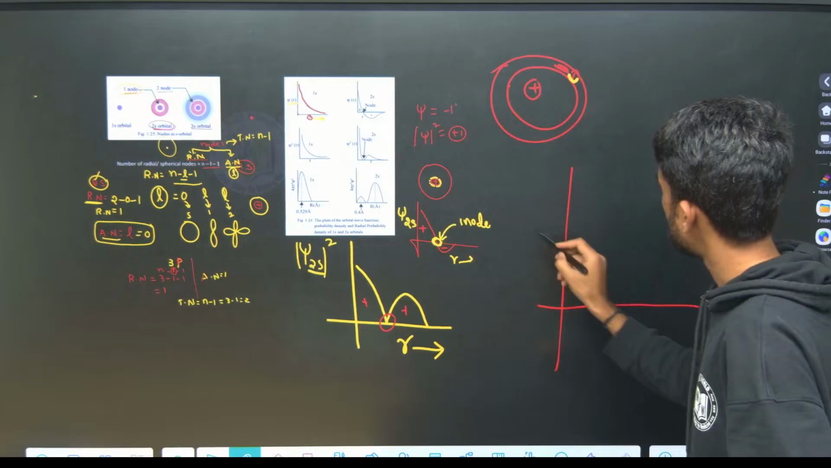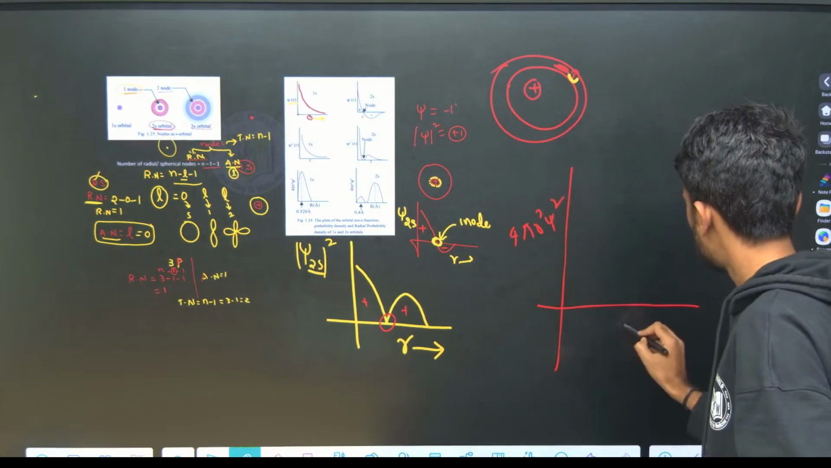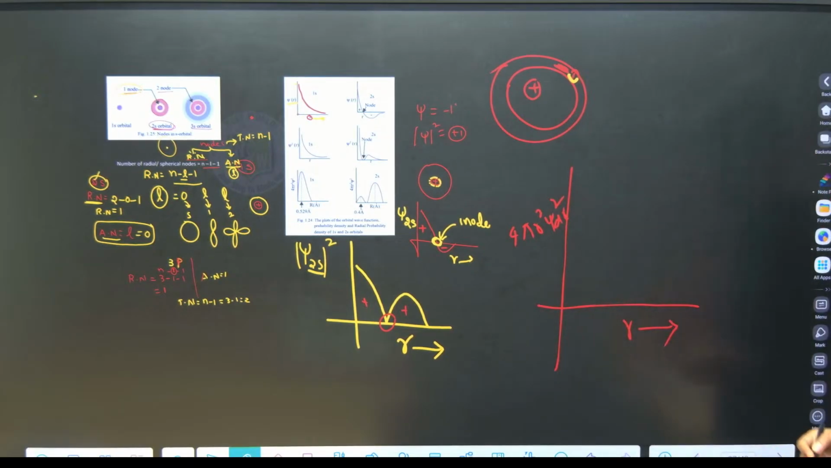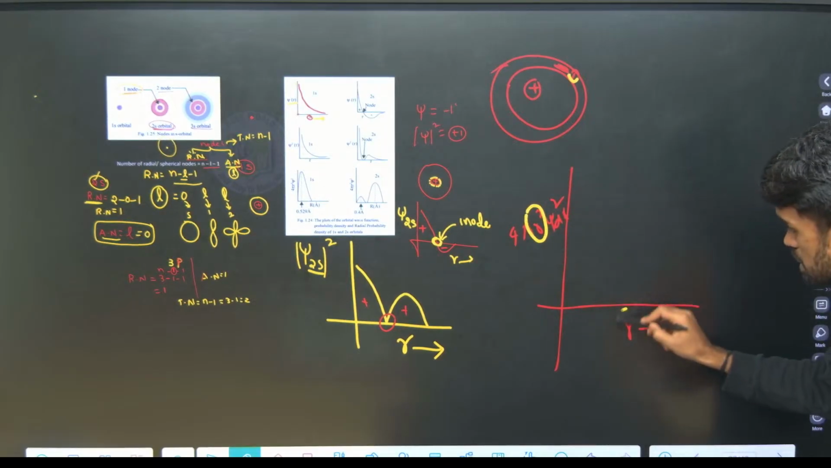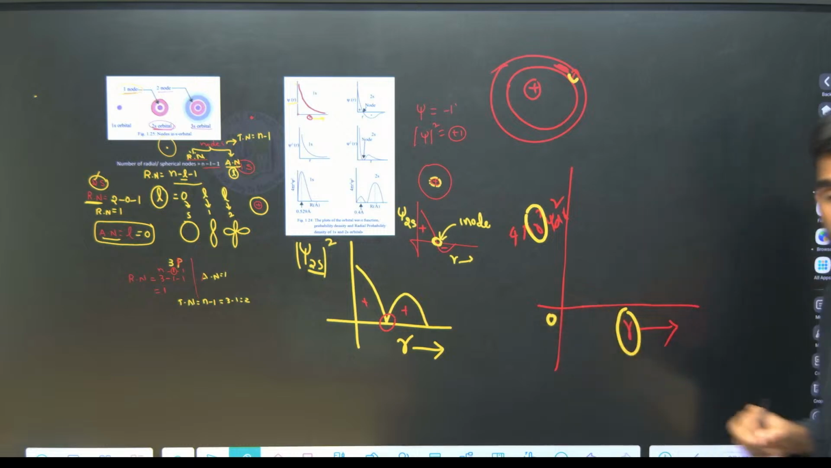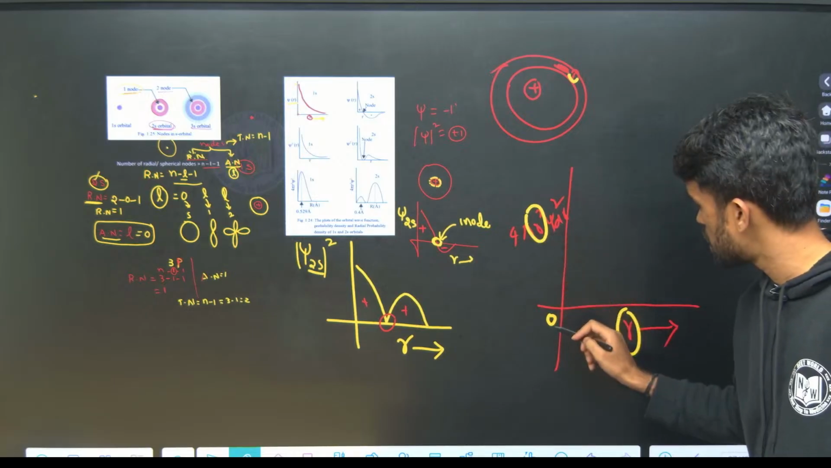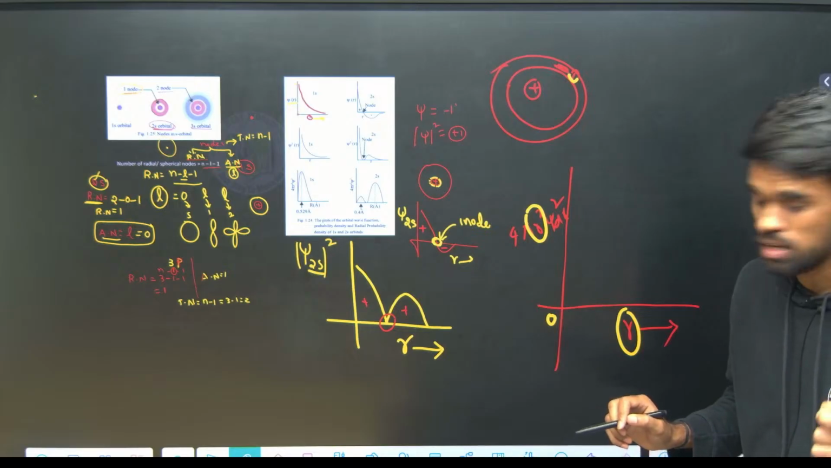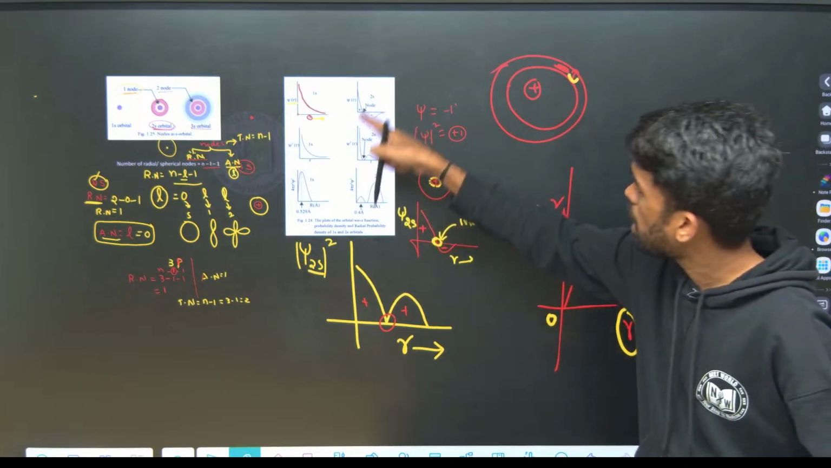So that is taken here as 4 pi r square psi square dr. Now in this y axis also r is involved, in the x axis also r is involved. At origin we know it will be 0. So whatever the graph, r equals 0 means initially, the graph should start at the origin. So it comes from here like this. That's why I have some graphs here.